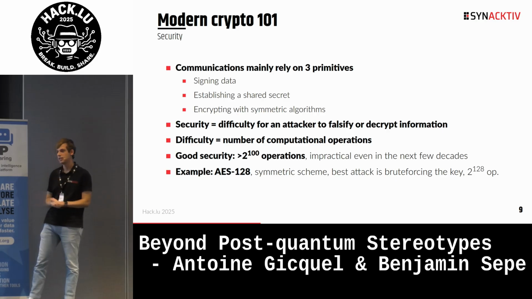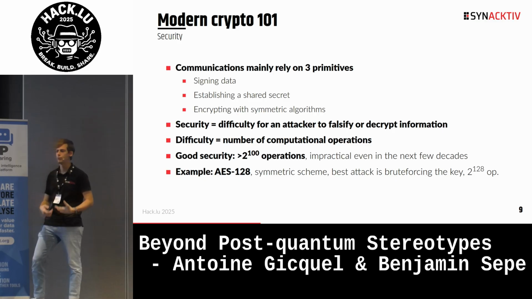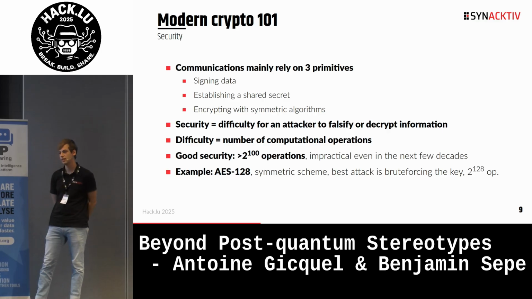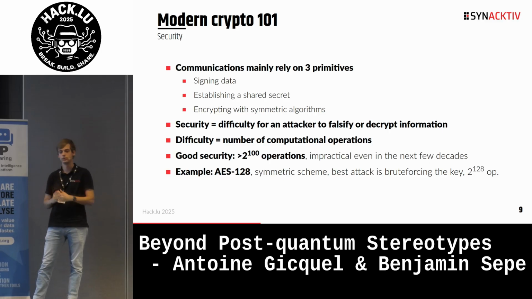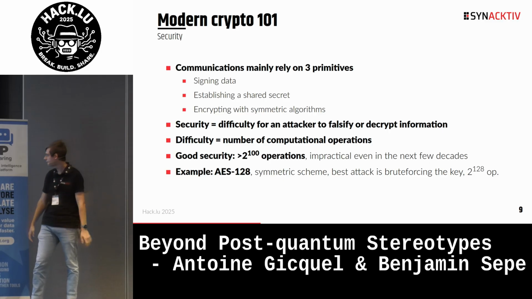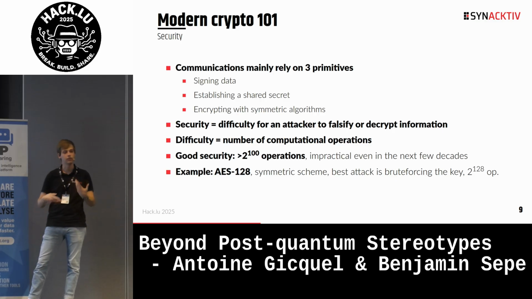Okay, so now we move on to security. So we basically saw that there are 3 primitives required for secure communications. First, you need to be able to sign data. In this instance, it would be the certificate authority signing a certificate that attests of Alice's identity. You need to be able to establish a shared secret so that you can move on to symmetric cryptography. And you need symmetric cryptography for the actual communications, long-term communications of the data.